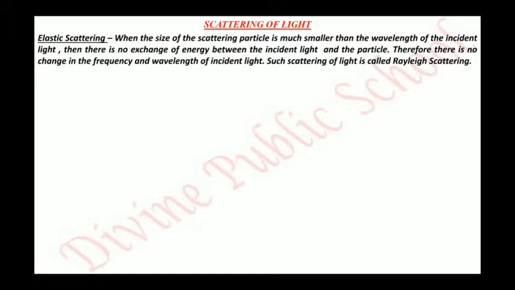So the scattering particle could be a dust particle, or molecules of gases which are present in the air. So when the size of the scattering particle is much smaller than the wavelength of the incident light, what happens? There is no exchange of energy between the incident light and the particle. If the incident light has some energy and the scattered light has the same energy, then there will be no change in the frequency, because we know one formula, that is E = hν. E is energy, h is Planck constant, ν is frequency.